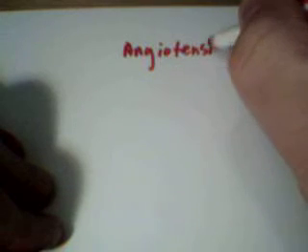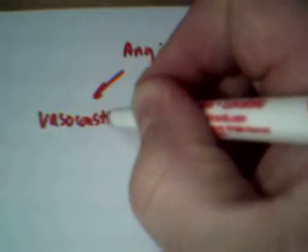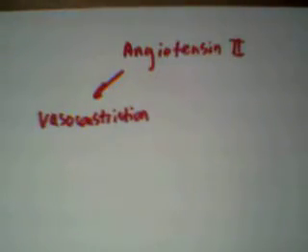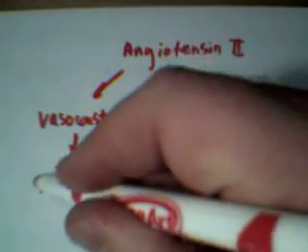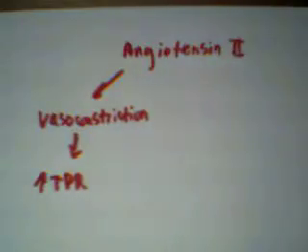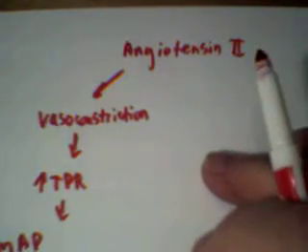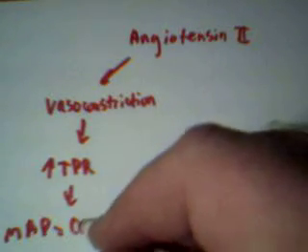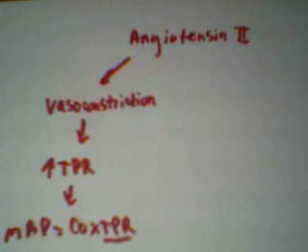So we'll start with angiotensin 2 and what it does. One of the things that angiotensin 2 does is cause vasoconstriction. In fact, angiotensin 2 is a very potent vasoconstriction agent. And by causing vasoconstriction, that will increase the total peripheral resistance, and because mean arterial pressure equals cardiac output times TPR, notice that if we increase the total peripheral resistance, we'll increase the mean arterial pressure.